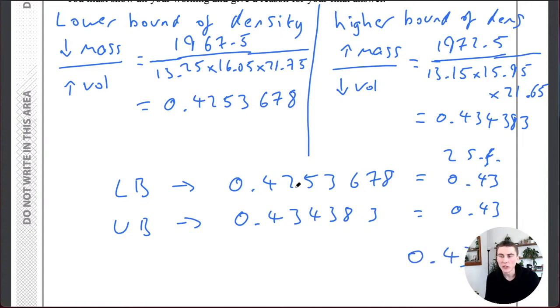Yeah. If we had tried doing it to 3 significant figures, this top one to 3 significant figures would have been 0.425, and this bottom one would be 0.434. So you can see how if you do it to 3 significant figures, they're not the same. So that you can't measure them to that degree.